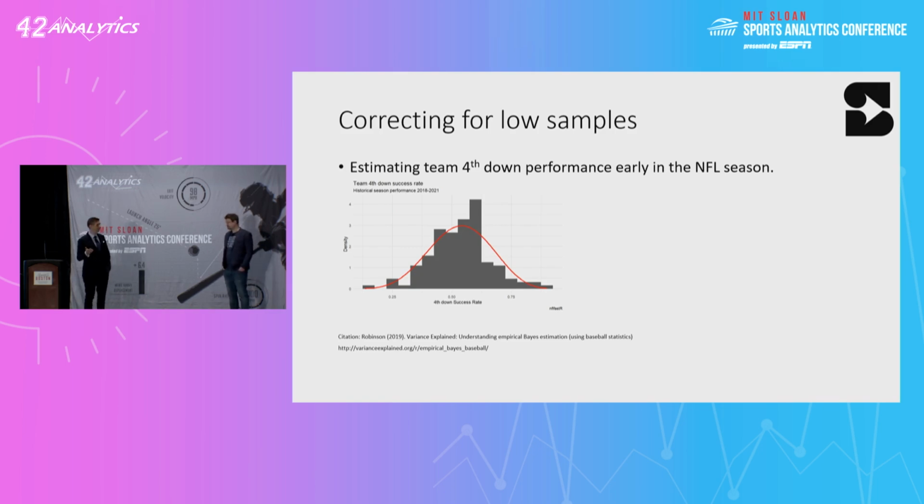Running success rates by run type is another interesting example. How good are we at running power versus a certain defensive front? Well, we've only done it 5 times this year. I have no idea. Well, we can estimate that in a way that's relatively fast.